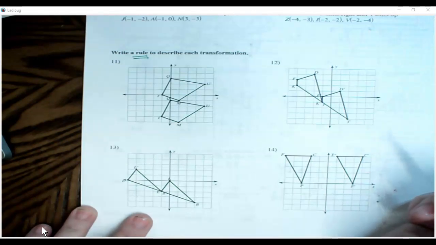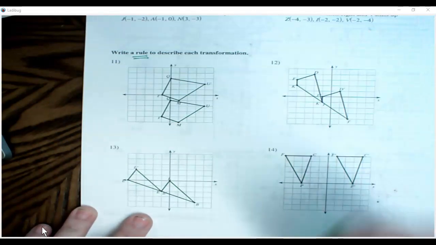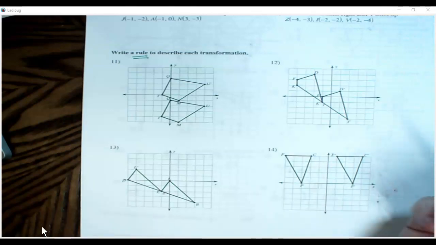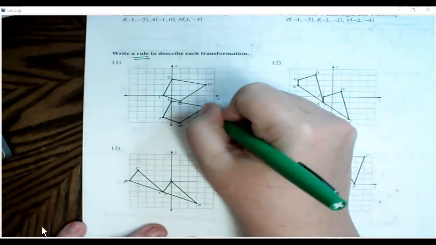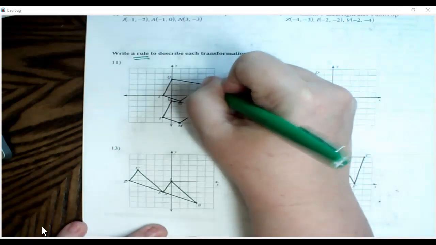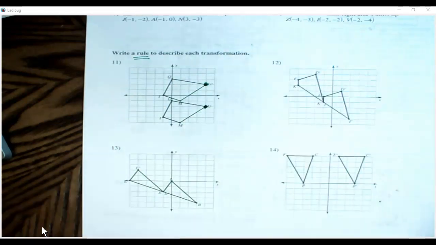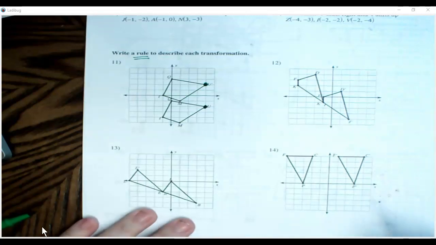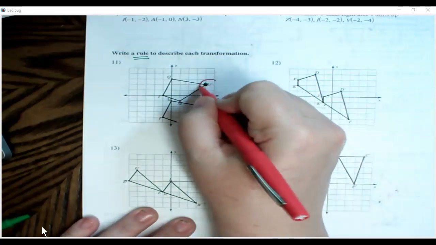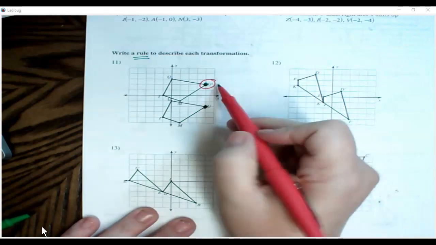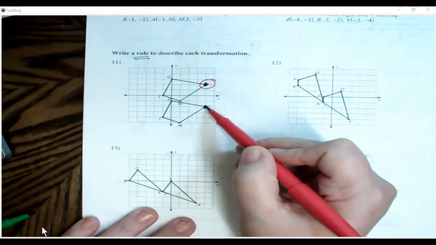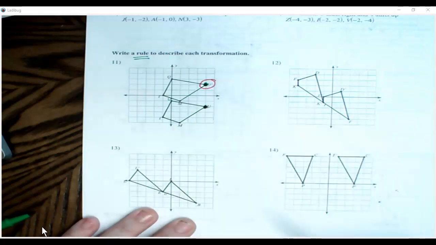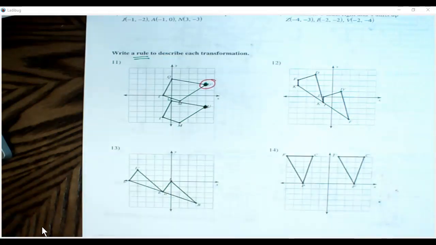Okay, algebraic representation. Well, in order to get that algebraic representation, I have to know those descriptors. What are we doing? So remember, to write the rule, I'm going to look at a point. I'm going to start with U and U prime. I just picked those two because they're kind of far off to the side. And if you look, this one right here is prime. It has the little prime symbol. So that means I'm starting at the bottom, at my lower figure, and I'm going to the new prime figure.